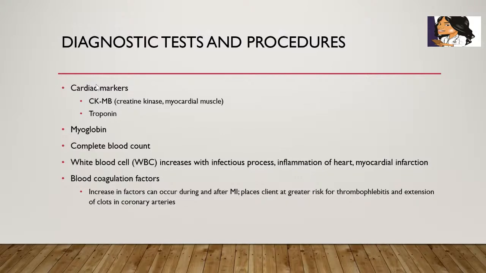So the first thing is cardiac markers. This is going to be a huge deal for you guys. Cardiac markers, okay? CKMB, troponin, myoglobin, CBC. And something that's probably new to you is the fact that WBCs do increase with infectious processes. They do increase with inflammation of the heart. WBCs do increase with an MI. So if you see a WBC lab question associated with an MI, yes, it's true, the WBC does increase.